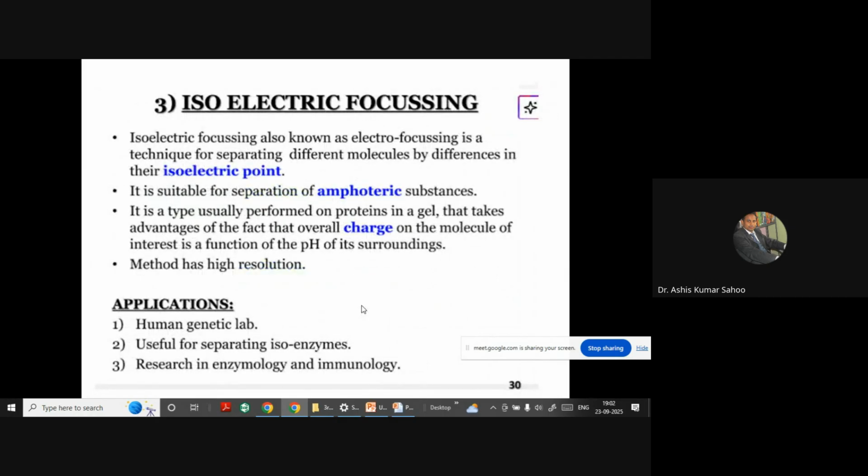Isoelectric focusing, also known as electrofocusing, is a technique for separating different molecules by difference in their isoelectric point. It is suitable for separation of unprotected substances. It is actually performed on proteins. It is applied in human genetic labs, and in separation of isoenzymes, and in immunology.